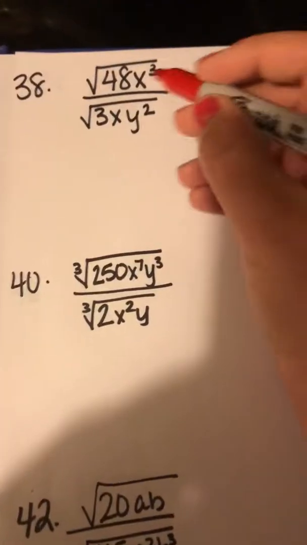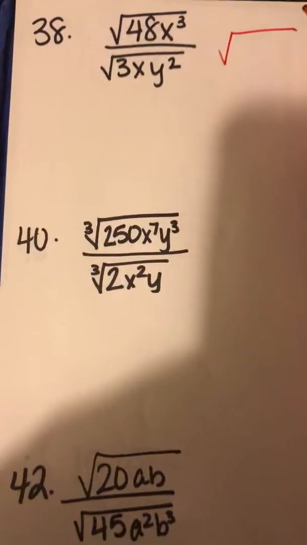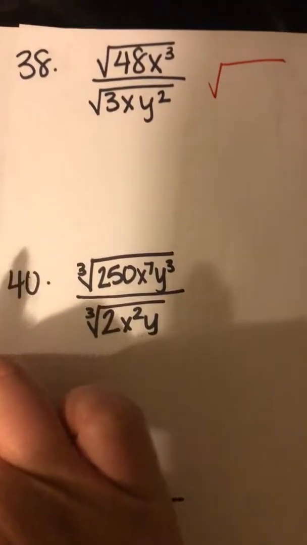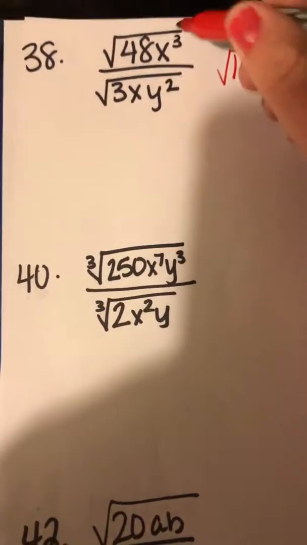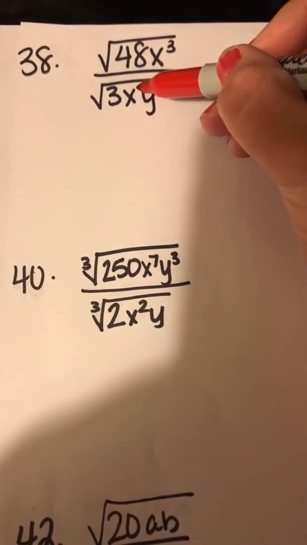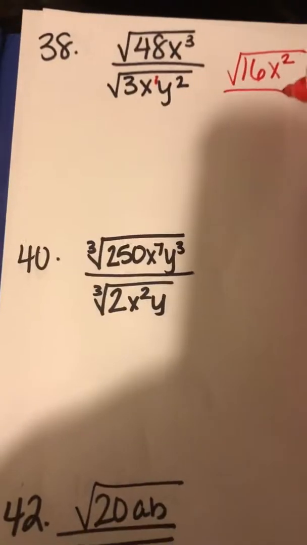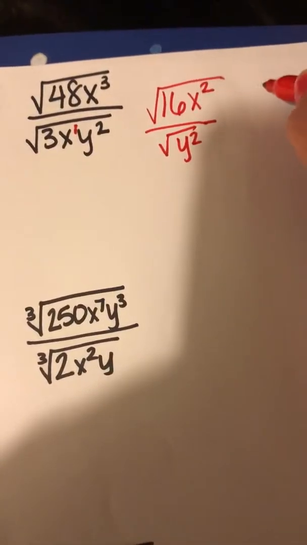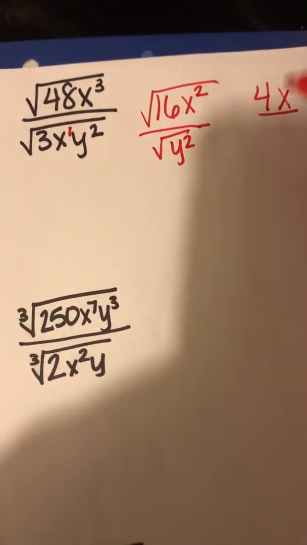On this first one, it says to divide and simplify. So I'm going to divide 48 divided by 3, and I'm improvising with my calculator here. So that's 16. And then x cubed divided by x to the first, 3 minus 1, that's x squared. And on the bottom, I'm left with the square root of y squared. So the square root of 16 is 4. Square root of x squared is x. Square root of y squared is y.